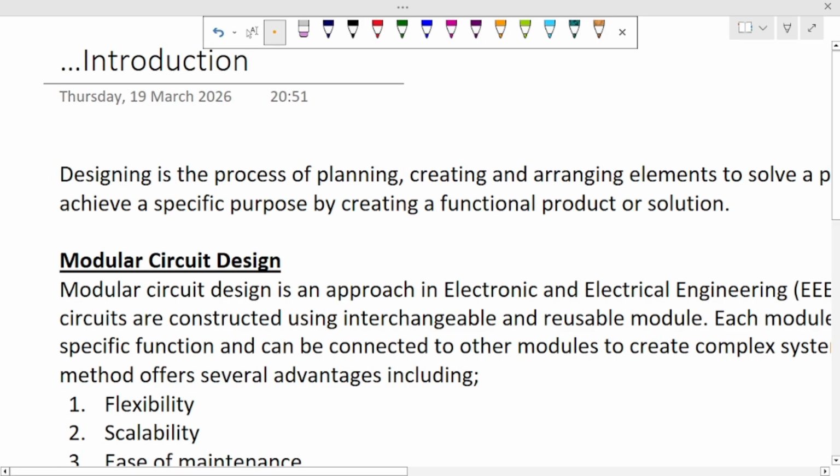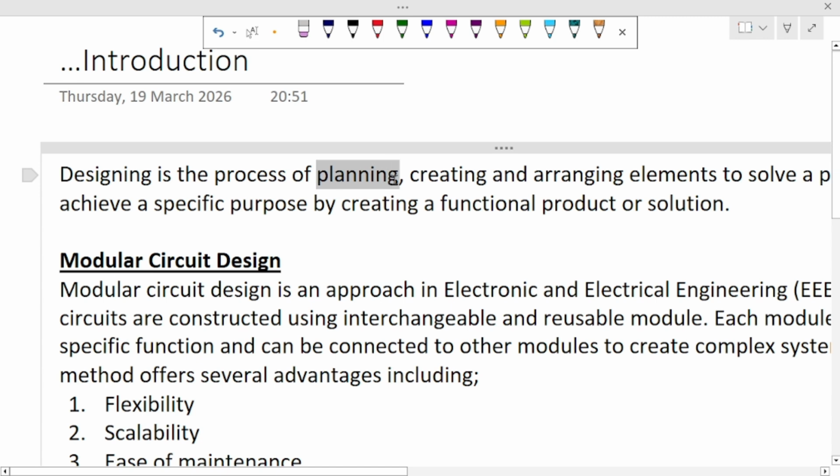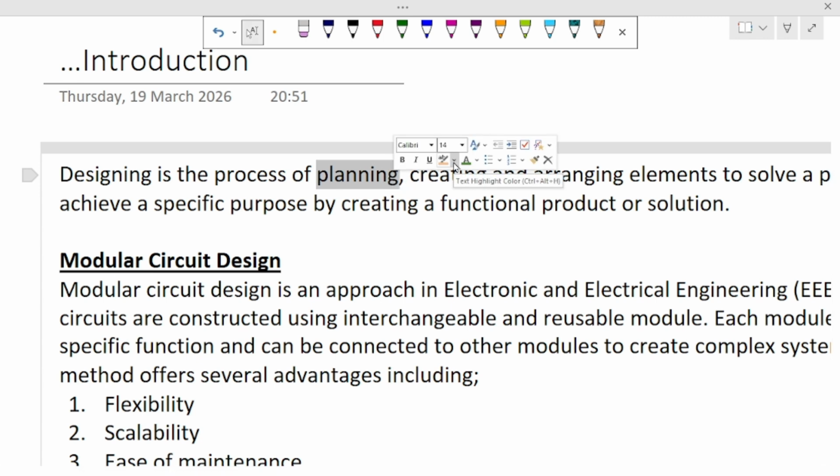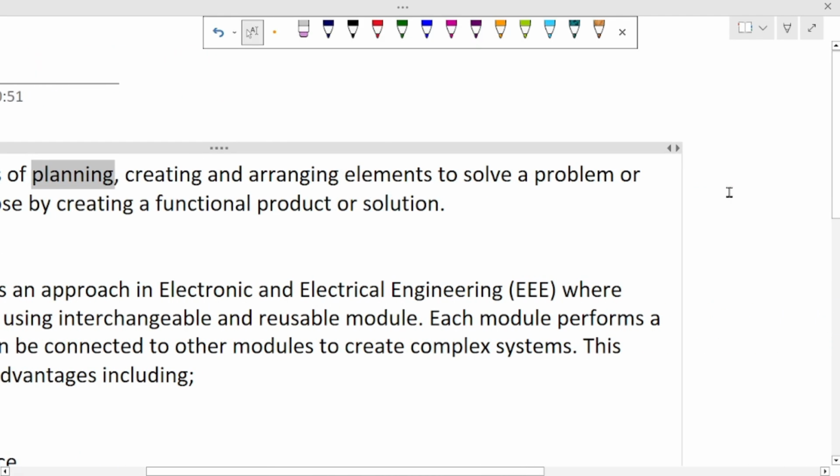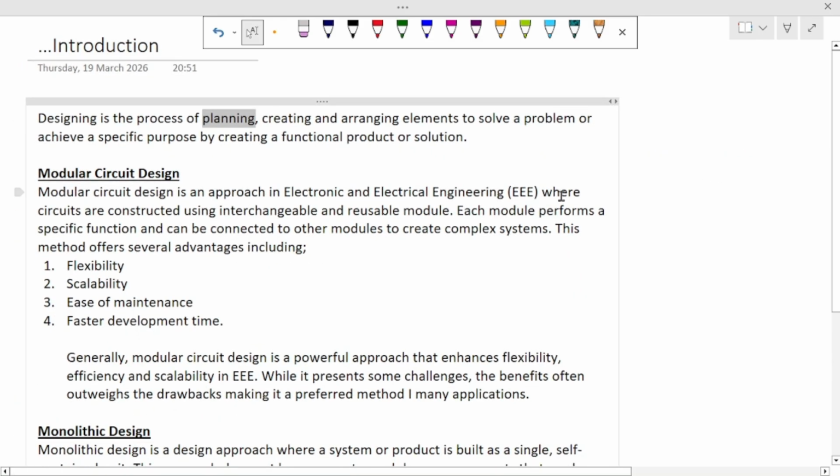Just a quick introduction. What we mean by design, or let's say designing. It's a process of what? Planning. Please bear this in mind. These are like keywords for us. Planning, creating. Planning and what? Creating. What again? Arranging what? Elements. But planning, creating, arranging elements to solve a problem or achieve a specific what?